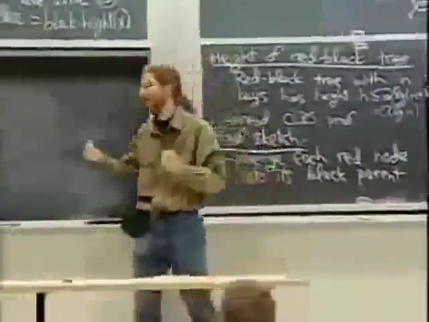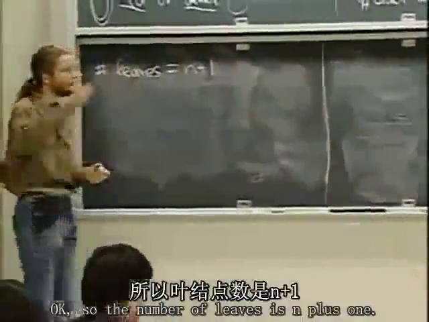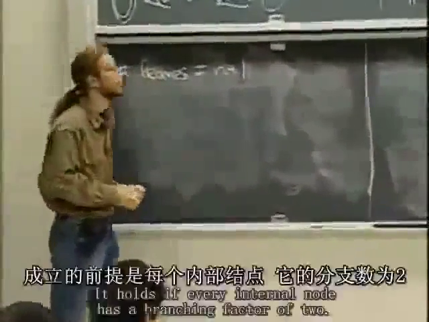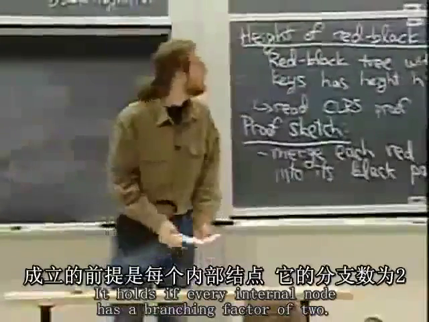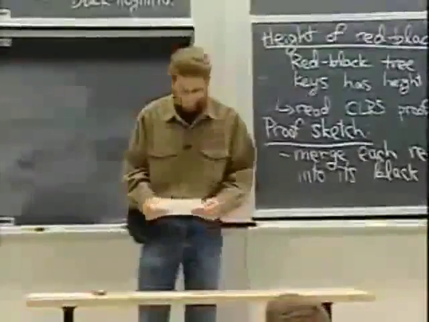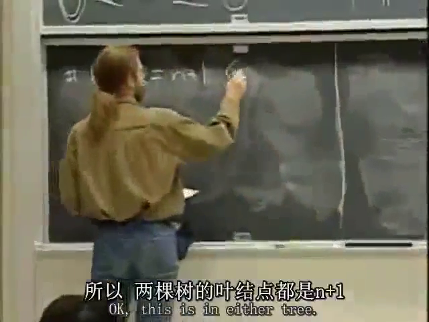You can prove it by induction. Okay, so the number of leaves is n plus 1. It doesn't hold if you have a single child. It holds if every internal node has a branching factor of 2. Okay, this is in either tree.